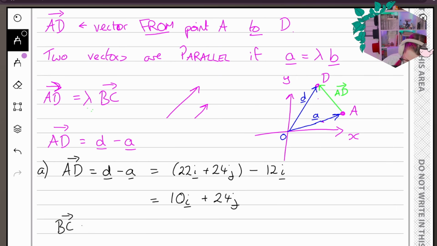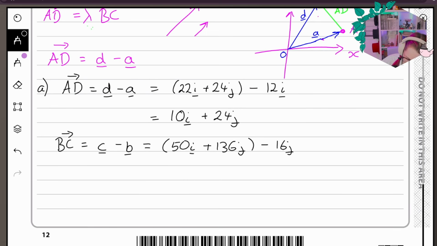Then we have BC, which is the same thing. So it's the second one, so point C minus point B. So this is now 50i plus 136j minus, and then B was 16j. Same thing again. So we have 50i that we can leave alone because there's no i term coming from the second part. And then we just do the j's. So 136 minus 16 is 120j.